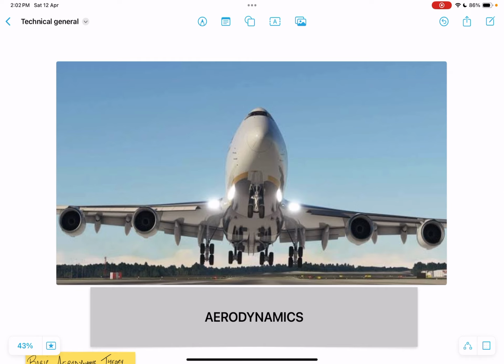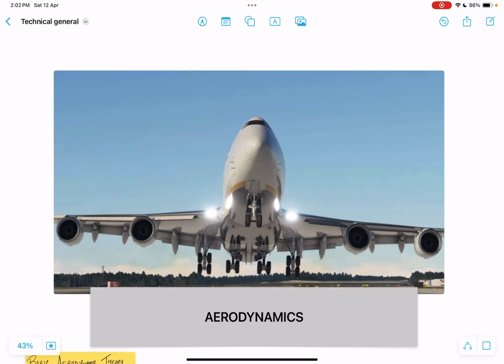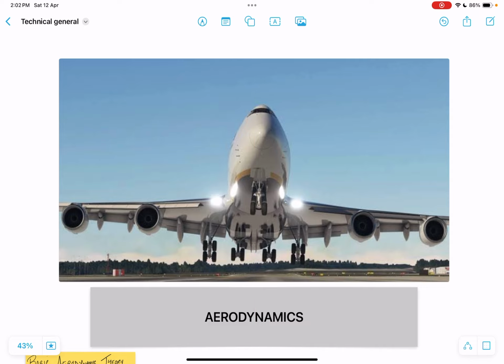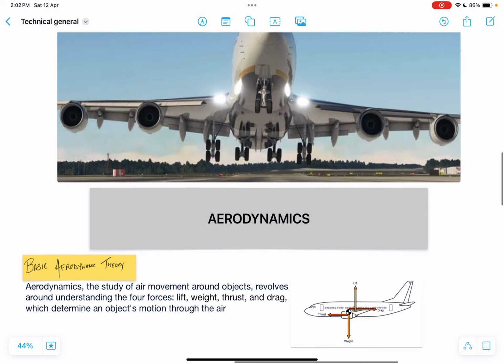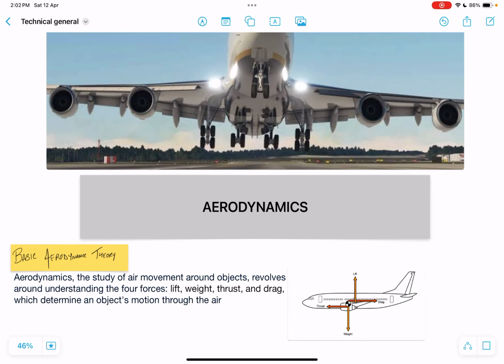Now, if you think about the basic term aerodynamics, you know that you're talking about something relative to the air. So the basic definition of aerodynamics is the study of air movement around an object, revolving around the understanding of four forces, that is lift, weight, thrust, and drag, which determine the object's motion through the air.